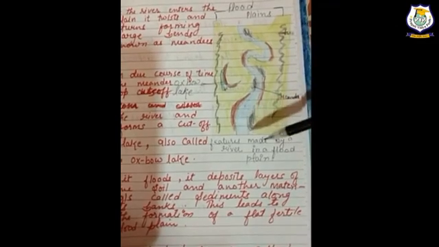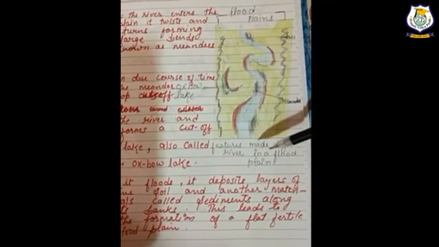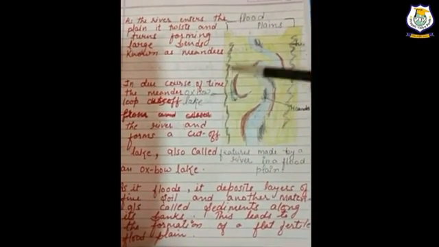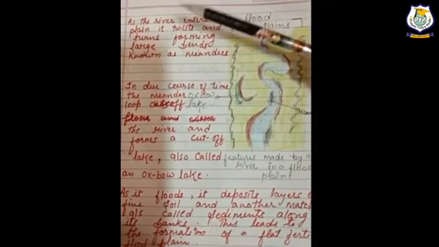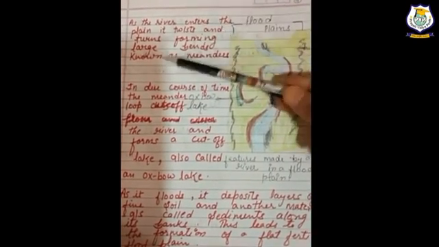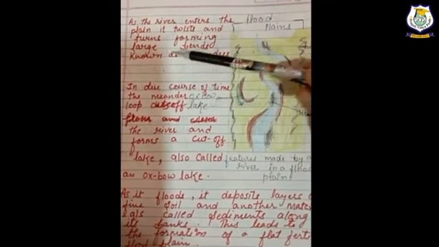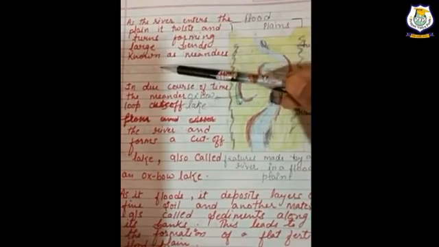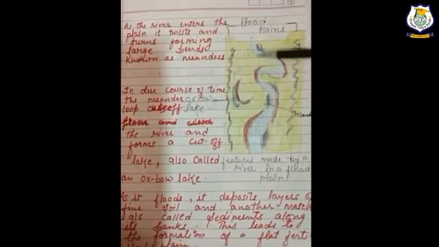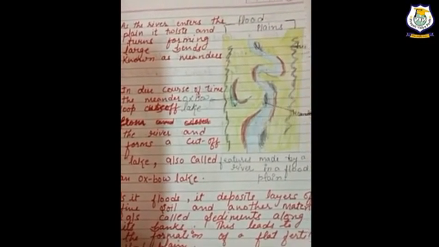We can understand some of the features made by the river in a flood plain. So let's start with how the river works. As a river enters the plain, it twists and turns, forming large bends known as meanders. These turns are known as meanders.